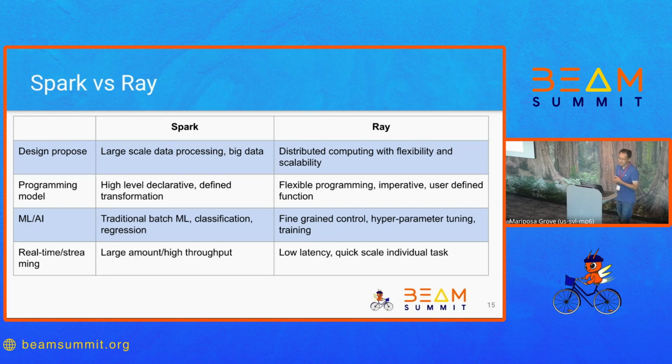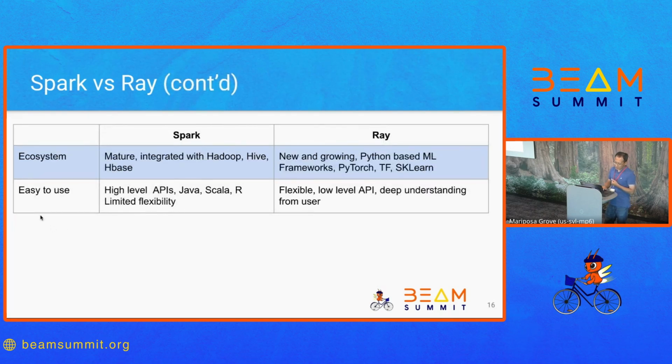For real-time streaming, Spark is more for large amounts of data and high throughput. It handles micro-batches, but that could potentially add some latency. For Ray, latency is better, and it can also quickly scale for individual tasks. For the ecosystem, Spark is fairly mature and integrates with Hadoop, Hive, and HBase pretty easily, so it can basically handle your pipeline easily. Ray is still new and growing. It is a Python-based framework that works pretty well with PyTorch, TensorFlow, and Sklearn, but for other integrations, you have to work it out yourself.